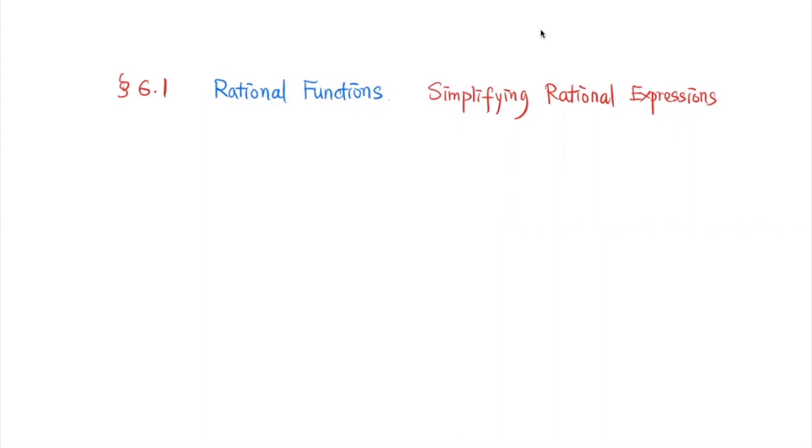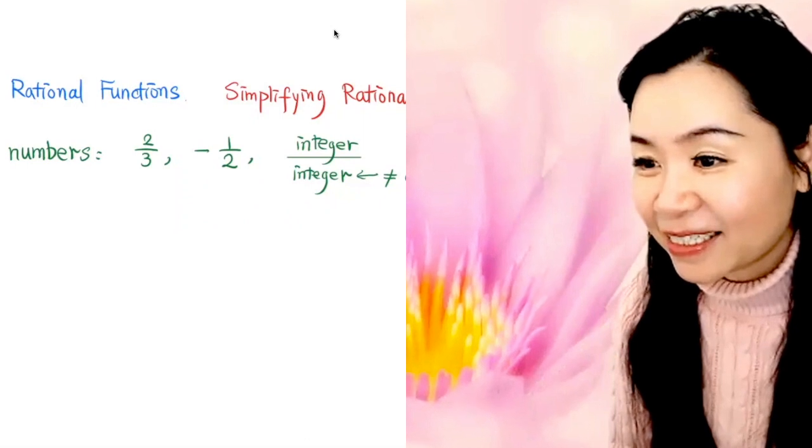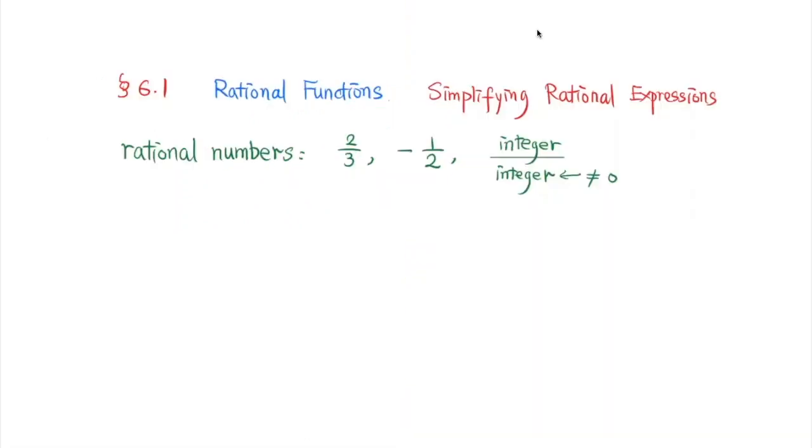We're going to talk about simplifying rational expressions. First, let's talk about rational numbers. What are rational numbers? For example, 2/3, -1/2. These two are rational numbers. Rational numbers are numbers that could be written as integer over integer, providing that the denominator does not equal 0.